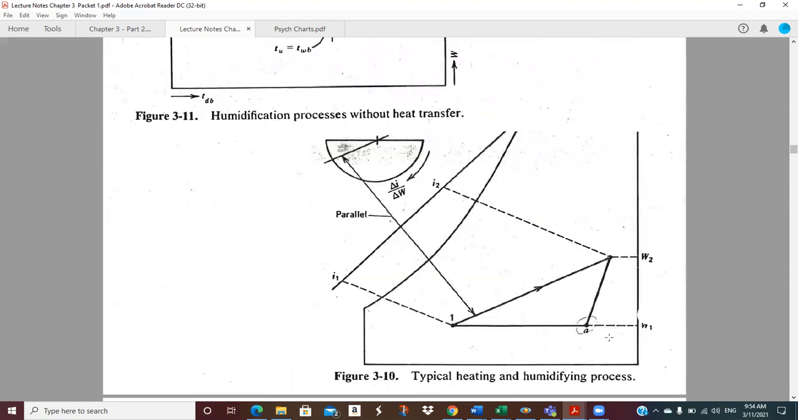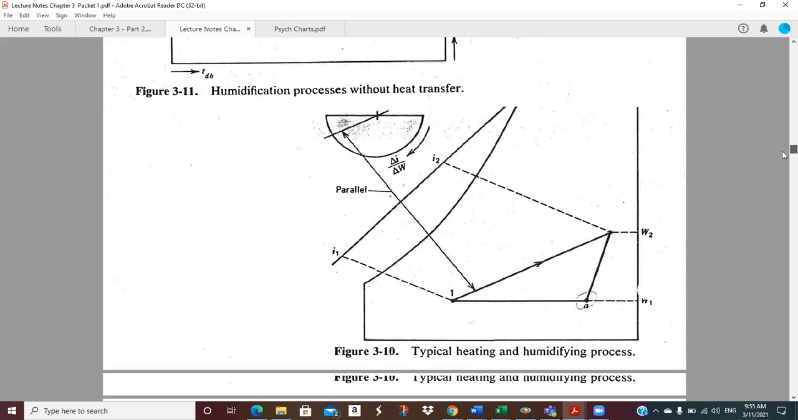There we go. So this W1 is the same humidity ratio at 1 and A, because that's just sensible heating. So we read that. And then this is our ending point, 0.2. And so we read that. And that difference is the moisture that the humidifier has to add.